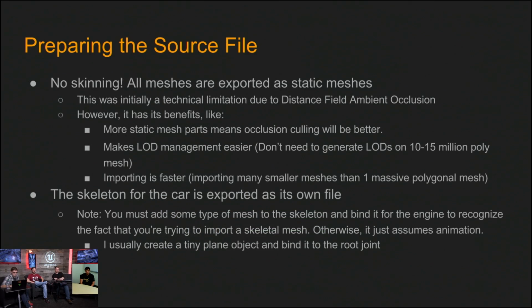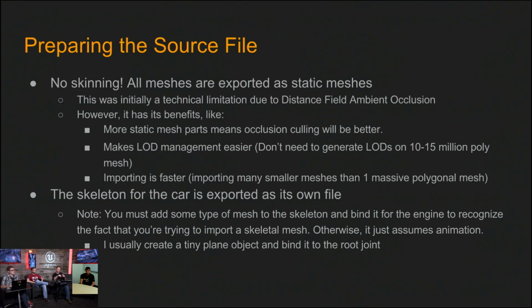So as I said before, there was no skinning. All these meshes are exported as static meshes. So originally this was a technical limitation due to the distance field ambient occlusion feature that was added. It didn't work on skeletal meshes at the time. I'm not sure if it does yet or not. But there's actually a lot more benefits to doing it this way. If you were to try to import, which I initially did, the entire car as one skeletal mesh, importing 13 million triangles as one mesh and having it do the optimization stuff that it does on import was taking, I didn't even let it finish. After about like 4 hours of letting it sit, I just killed it.